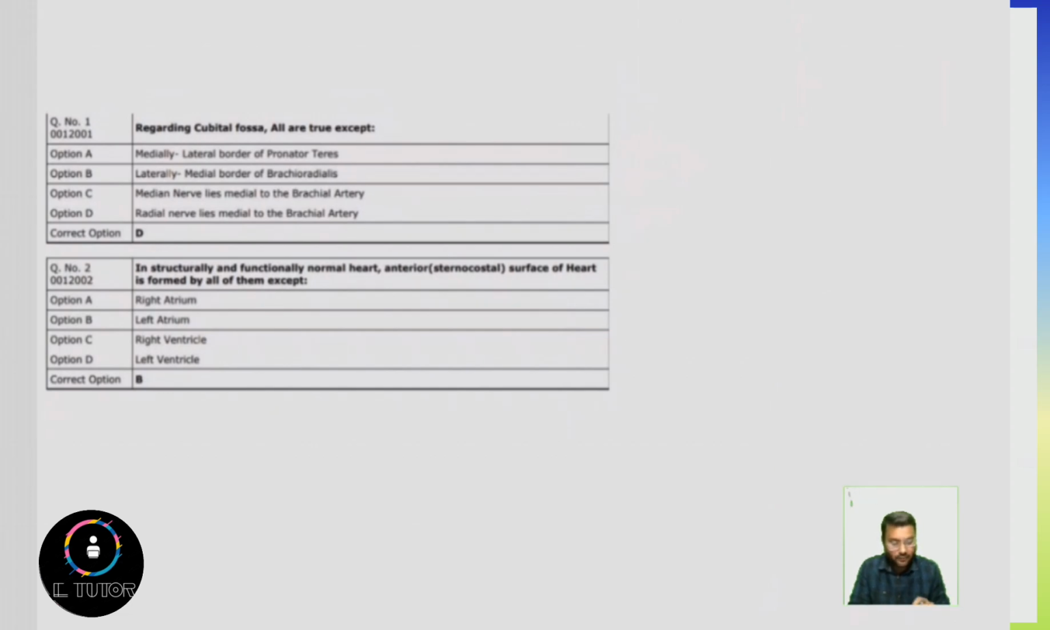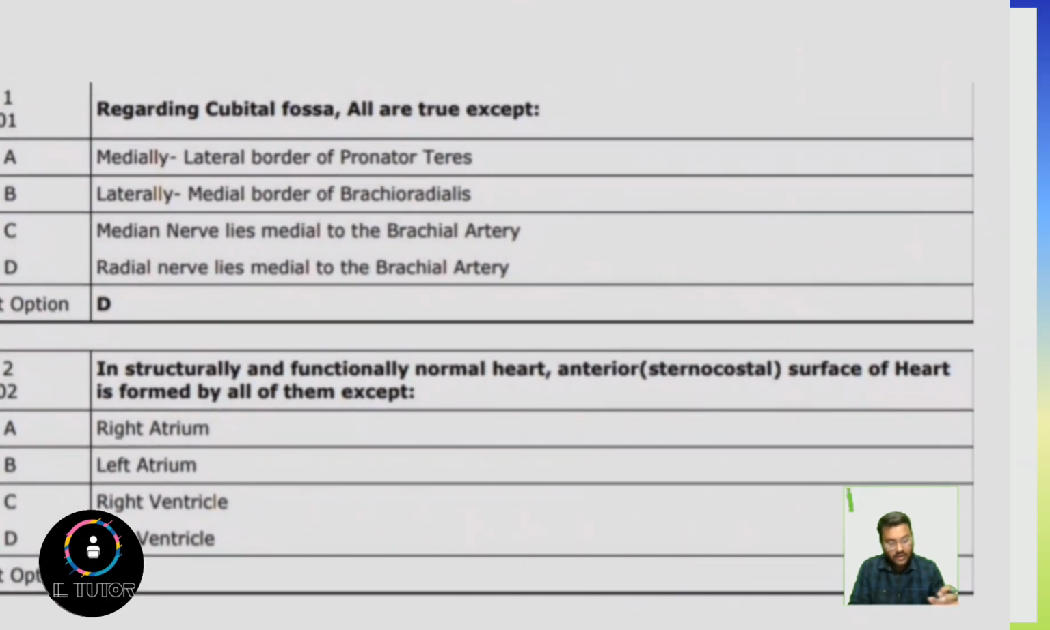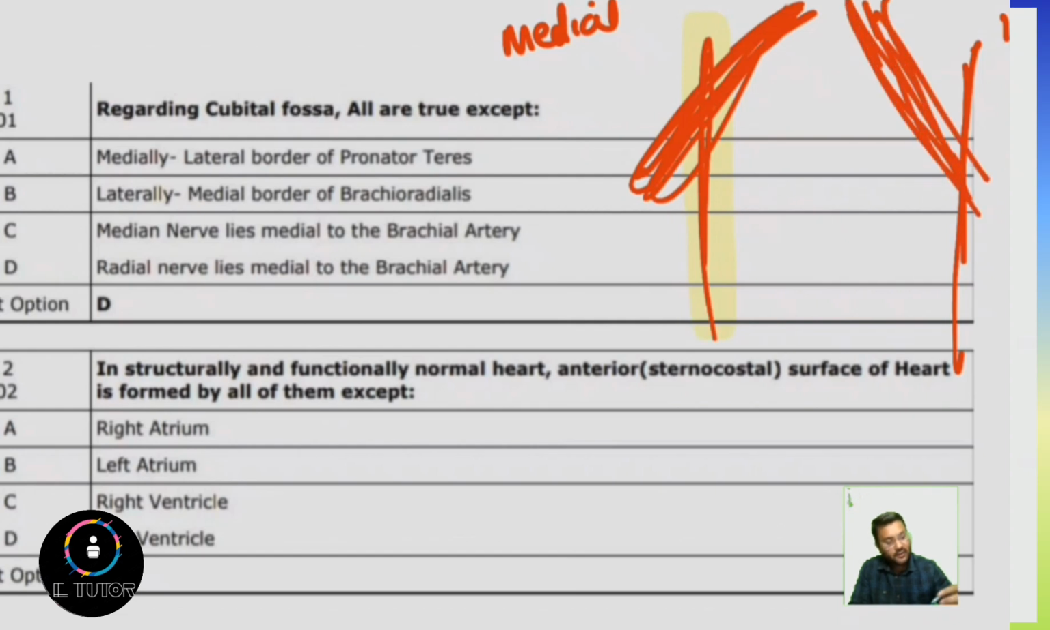Regarding cubital fossa, all are true except. So if we talk about cubital fossa, then if we draw cubital fossa, if this is medial side and this is lateral side, so here pronator teres is there, here brachioradialis is there. Now four structures are there in cubital fossa, from medial M, B, B and R.